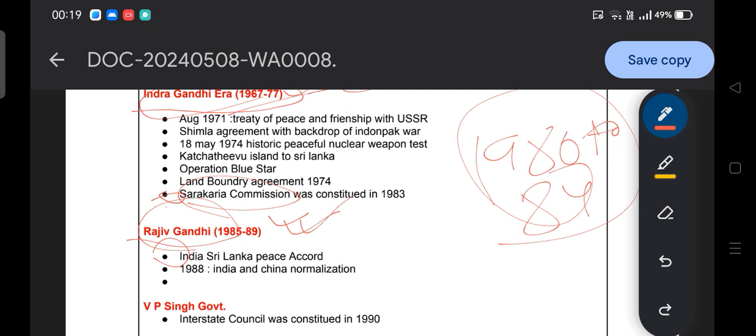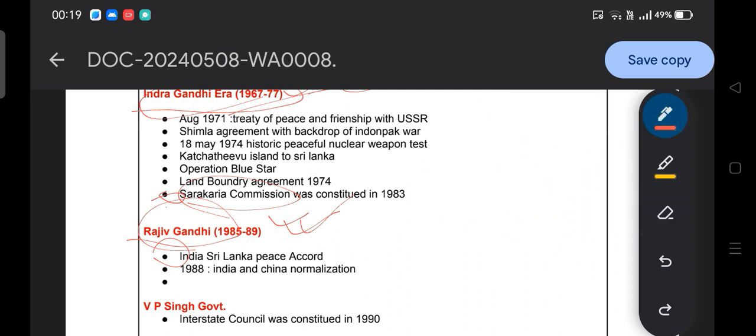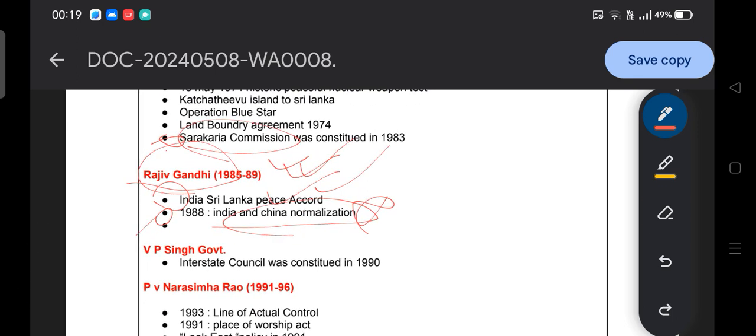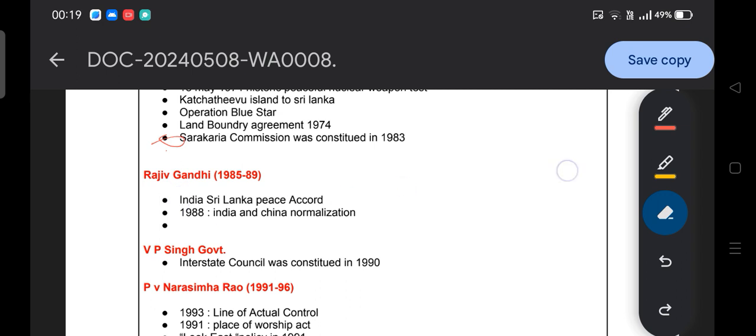And at that time the India-Sri Lanka peace accord was held, during the Rajiv Gandhi government. Then in 1988 India-China normalization took place, when our prime minister visited China. So these are the small things you need to remember about Rajiv Gandhi. These are very important. Or they can simply ask the question: who for the first time initiated a bill in parliament for women's reservation? It is Rajiv Gandhi only.